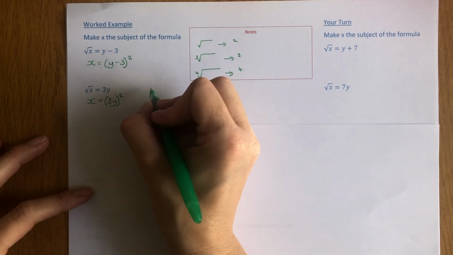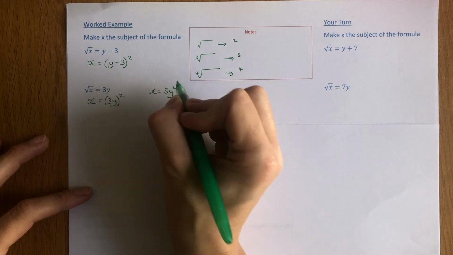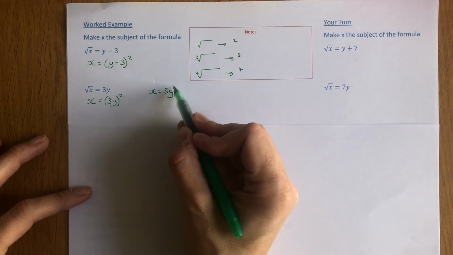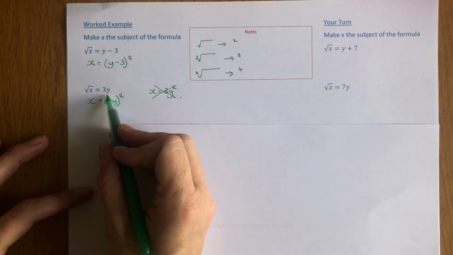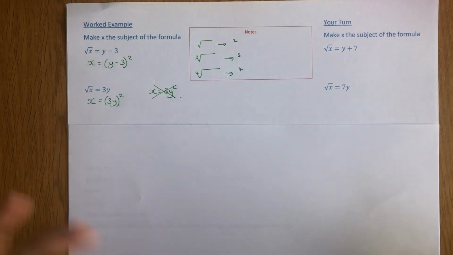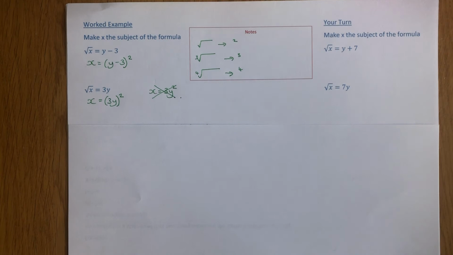If you just wrote this, then you are only squaring the y. Okay, so this is wrong. Okay, by putting it in brackets, you're squaring the 3 as well. Okay, so I've got 2 for you to do over here. Press pause, have a go, and then we'll go through them.